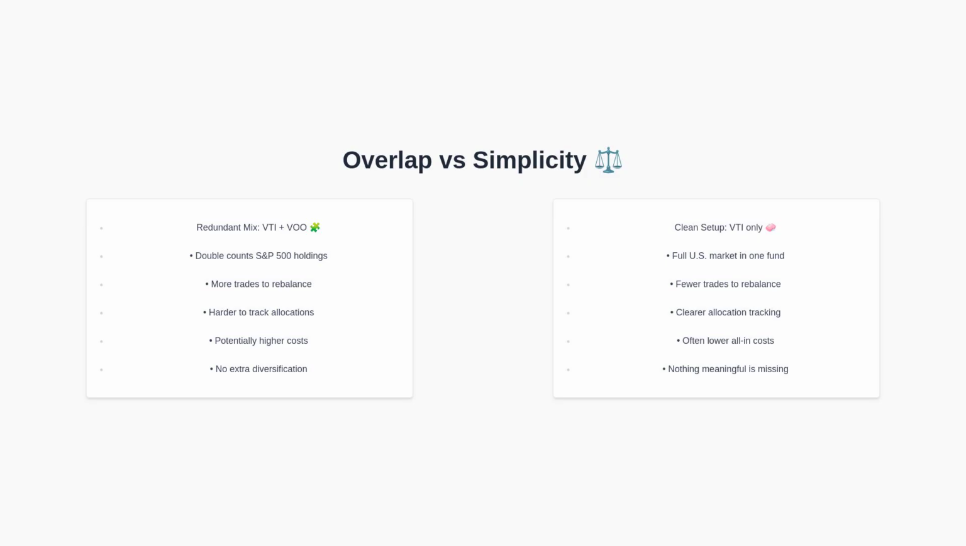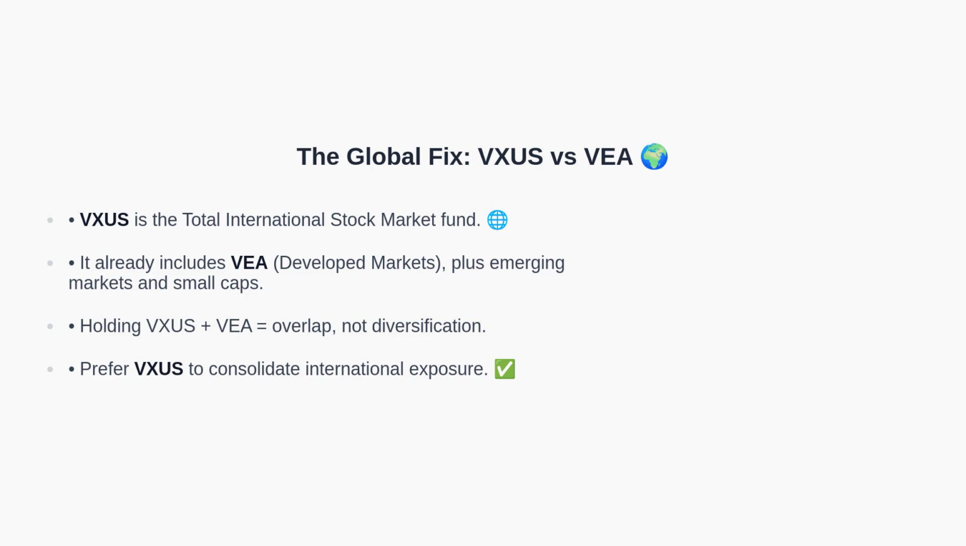On the right, we have a clean setup using VTI alone for U.S. exposure. This consolidates the entire U.S. market into one position, reduces the number of trades, improves clarity of allocation tracking, and often lowers the overall cost without sacrificing market coverage. Internationally, the same logic applies.